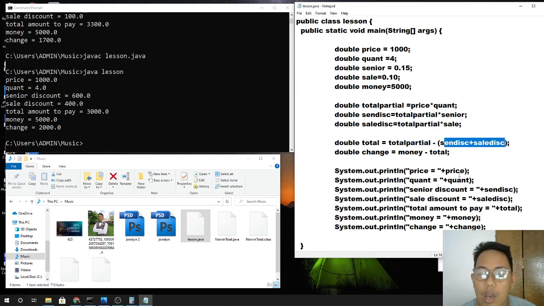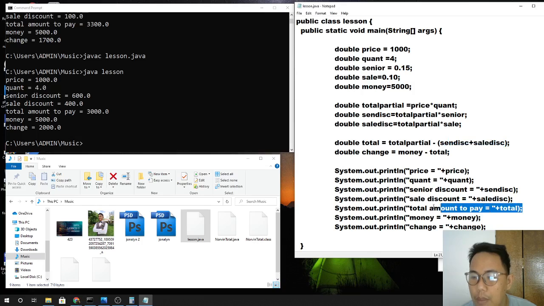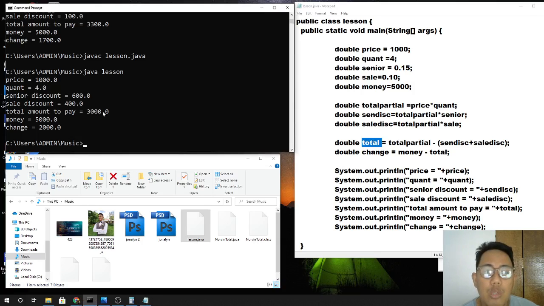So that is why on the fifth line, it displays here total, which is the value of the variable total here. That's why it shows here 3,000. So this 3,000 here is the total amount to pay for the customer, 3,000.